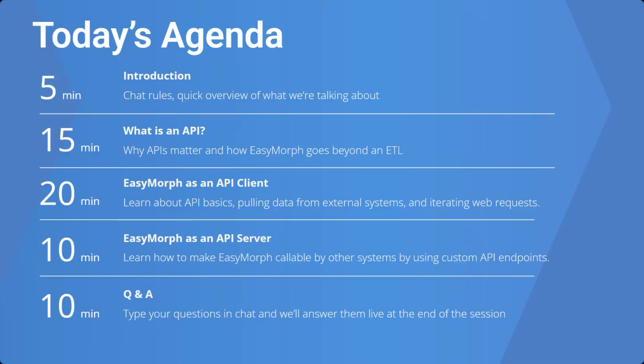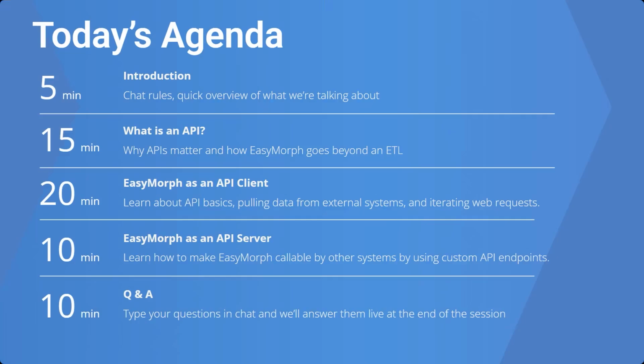So let's go ahead and start with today's agenda. Today, we'll briefly go over a quick overview of what we're talking about. That includes an introduction of what is an API, why it matters, and how EasyMorph is not just an ETL, but a full data automation suite with hundreds of features.